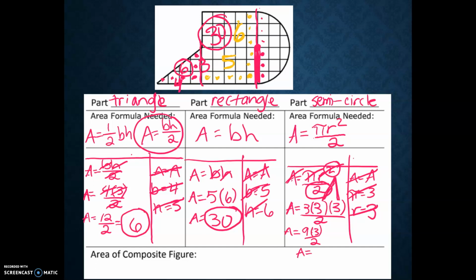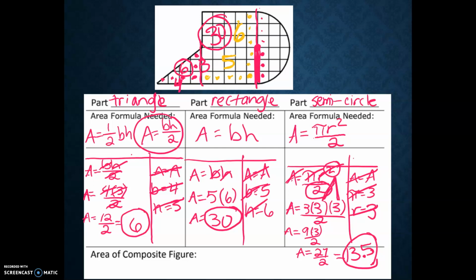And A equals, well, 9 times 3 is 27 divided by 2. Go ahead and pause and do this division yourself and try to see what you get for your final area of the half circle. Pause the video and come back and check your answer. Hopefully you tried it out yourself and realized that the answer was 13.5, 13 and a half.